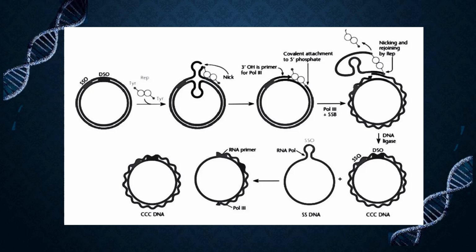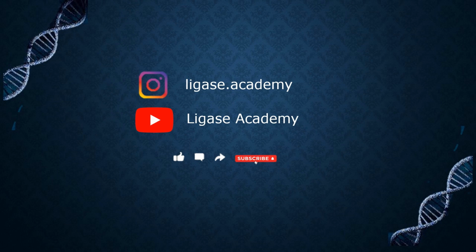The replication of the chloroplast genome is the same as the double strand displacement model. Here also two displacement loops are formed. That is the difference. That's all about replication. So a broad topic ends here.